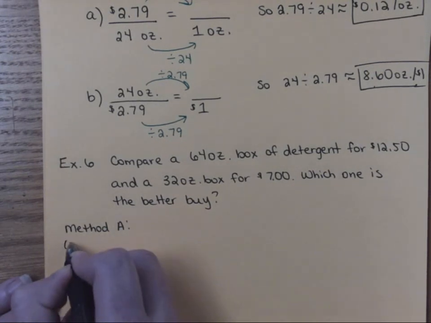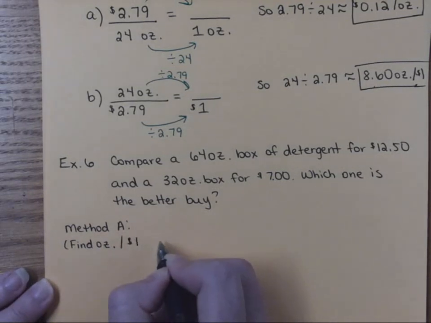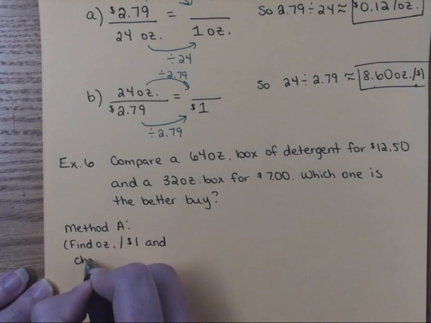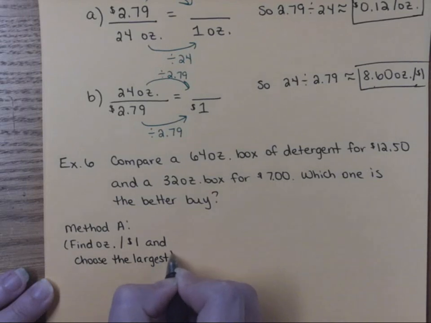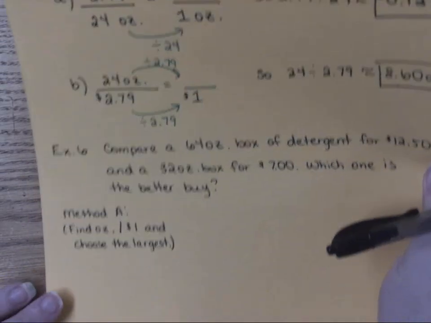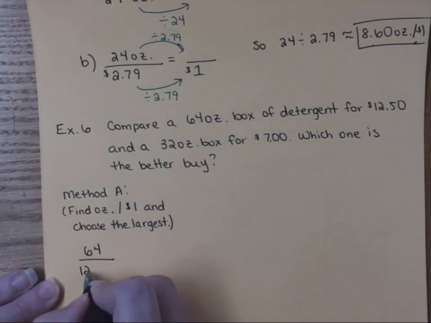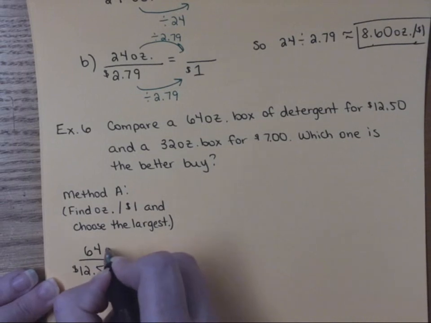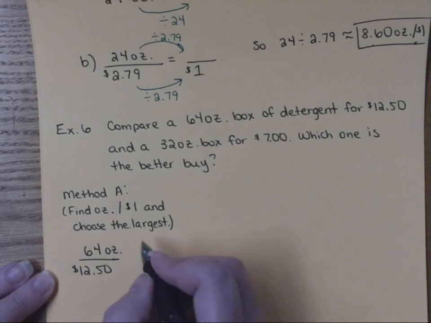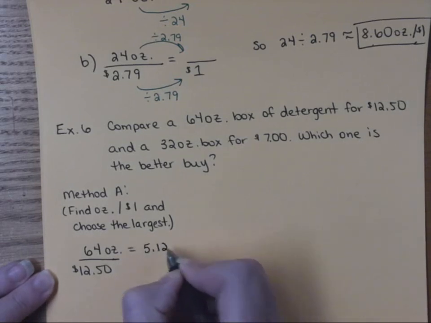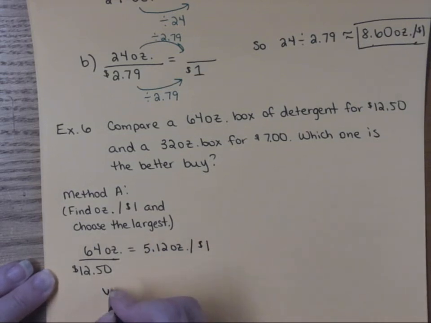So method A, we're going to find the ounces per dollar, and we're going to choose the largest. We want the most ounces for our dollar, so we would choose the largest one if we wanted the better buy. Let's compare the two. So we've got 64 over 12.50. If you were to divide that out, which is all you actually have to do, you get 5.12 ounces per $1.